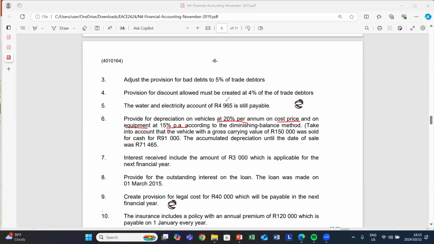Did they specify when we sold it? They didn't. The accumulated depreciation until the date of sale was 71,465.